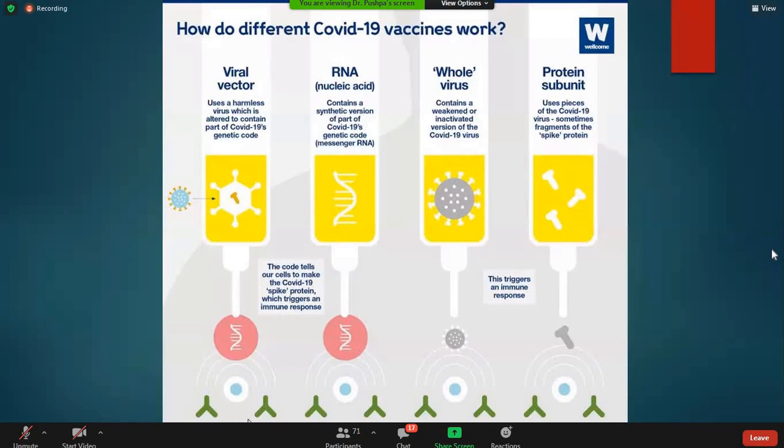Okay, and the RNA-based vaccines code our cells to make the COVID-19 spike protein, which triggers an immune response. Whole virus and protein subunits also trigger the immune response, that is, the antibody formation. So at the end of the day, we require the formation of antibody against the spike protein.